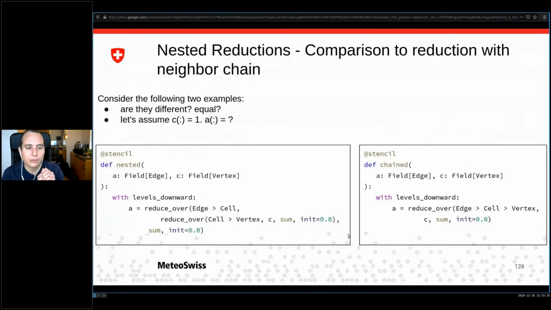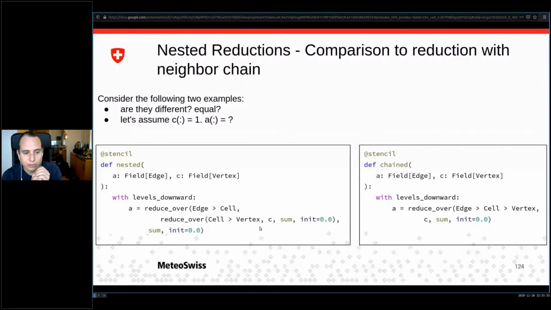And now maybe the tricky part. We have nested reductions and we have chained reductions. Here we have a very similar example as before, but we made it a little bit less complex, like the B field is gone. There is no multiplication by B in the operands.